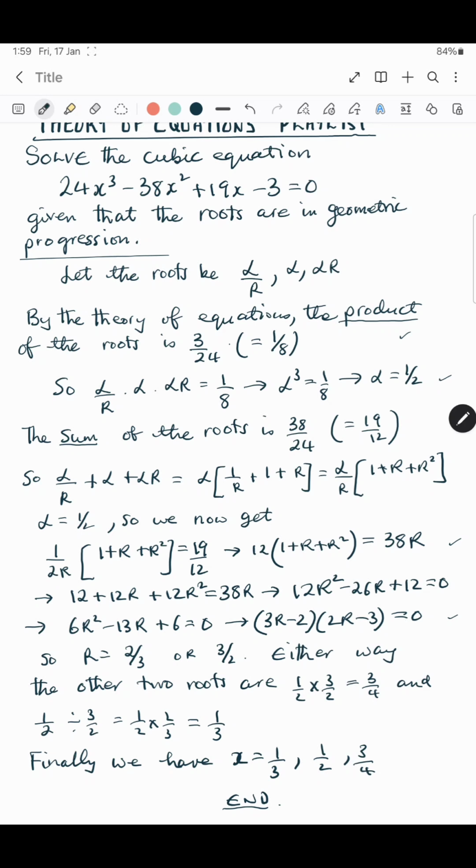So either way, the other two roots will be 1/2 times 3 over 2, which is 3/4, and 1/2 divided by 3 over 2, which is 1/2 times 2 over 3. The 2's cancel out, leaving us with 1/3. And finally, we have our three roots: x is 1/3, 1/2, and 3/4.